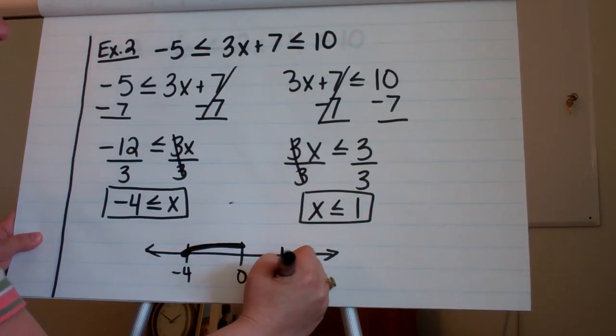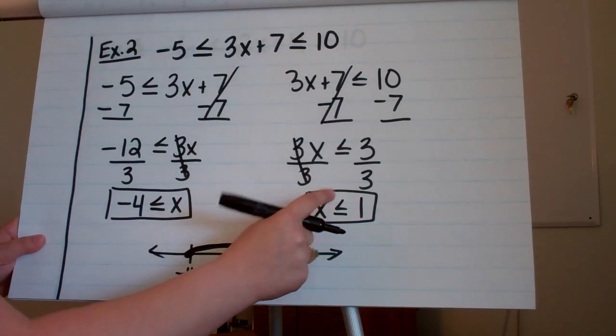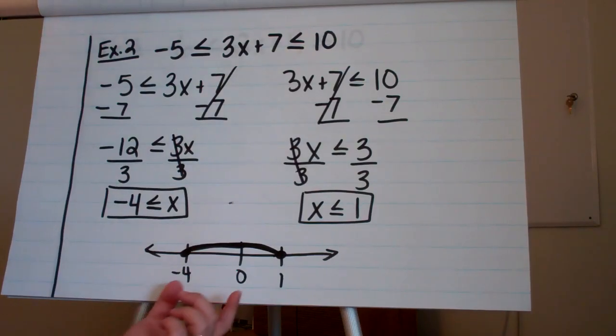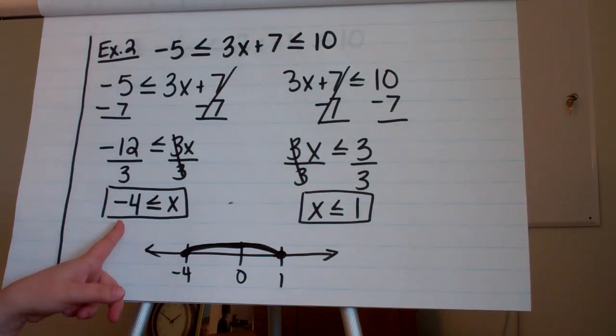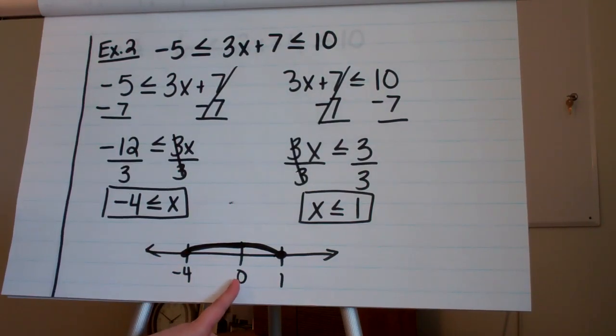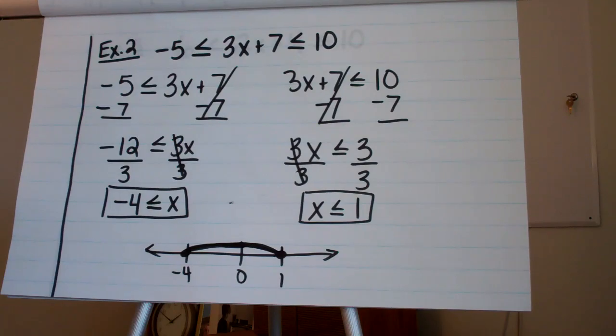Here's 1. Again, a closed circle. And this says that x is less than or equal to 1. So again, that means that my solution is between negative 4 and 1. And if you wanted to, you could pick a number between negative 4 and 1. 0 is often an easy one to try. And put it in for x and see if you get true statements to check your work.